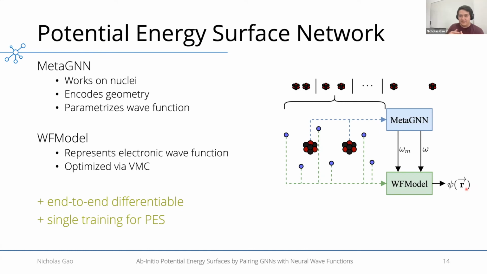The beauty of this whole procedure is that everything is end-to-end differentiable, and because we can take different nuclear positions as input, we can train a single model for a whole energy surface. By just having a batch of different geometries, feeding them in like you would normally do, you compute the gradients for everything and backprop through the whole network. You obtain gradients for your wave function, which you then backprop through the parameters to your meta GNN, and then you can train everything in one go, which is neat because you don't have to deal with lots of optimization problems.